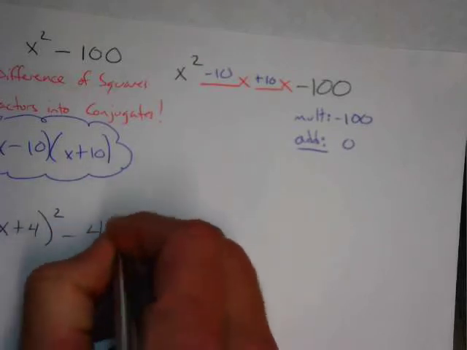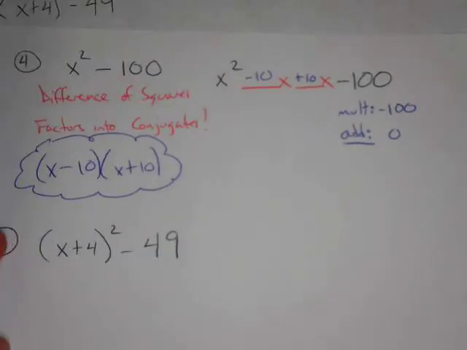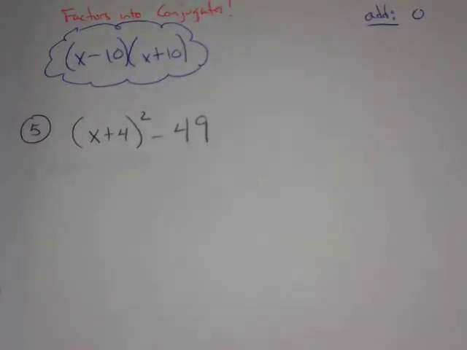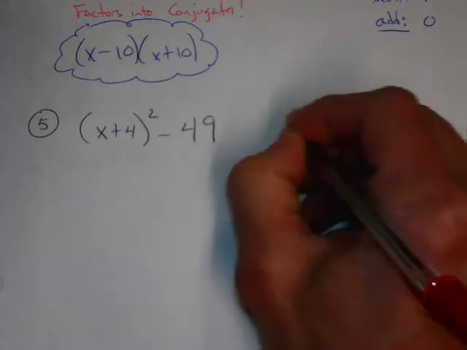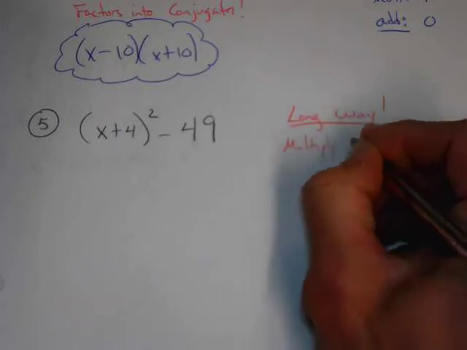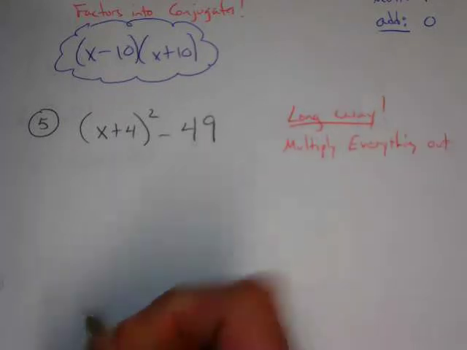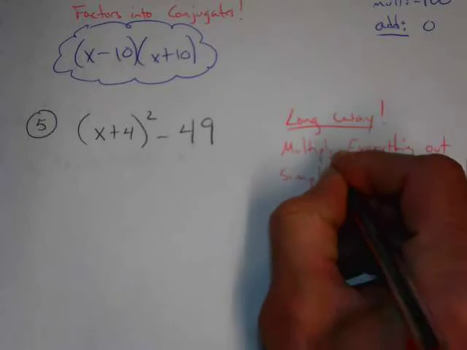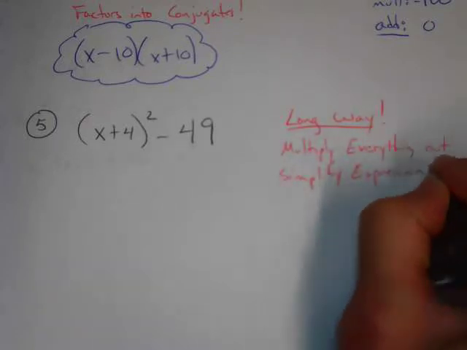So let's do the long way first. Okay, there's a long way to do this and a short way to do this. So the long way first. Now the long way is going to be tricky. The long way: multiply everything out. Step 1. Step 2, then, simplify the expression. And then step 3, factor what you have left.